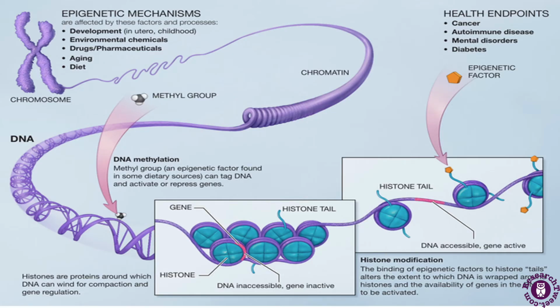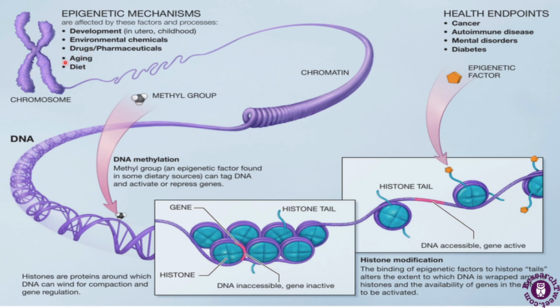The next comes the mechanism of epigenetics. How is the mechanism going on? There are several types of epigenetic inheritance systems that play a major role in what has become known as cell memory. Note, however, that not all of these are universally accepted to be an example of epigenetics. Here, this is an epigenetic mechanism in which there is development, environmental conditions, drugs, pharmaceuticals, aging, and diet. So this is a chromosome.